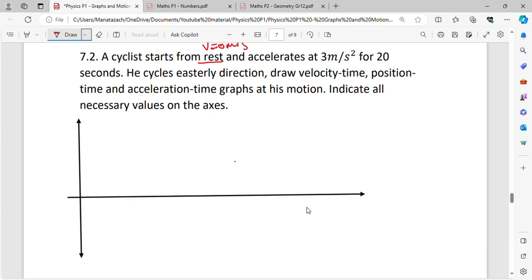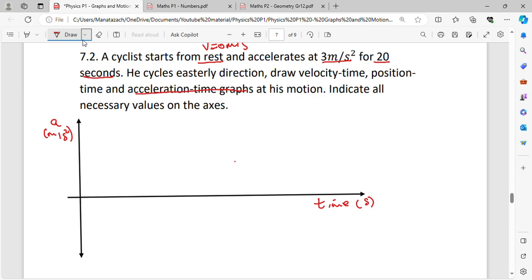Okay, let's start by labeling the axis. This is the time axis. So time is measured in seconds. And then since we are given acceleration, we're going to start by drawing the acceleration time graph, right? So we'll call this acceleration in meters per square second. So let's just plot it right away.